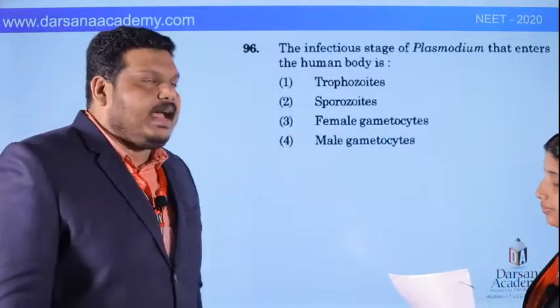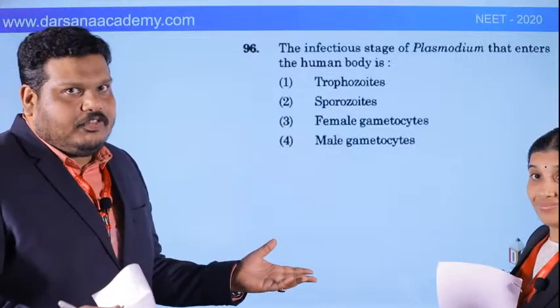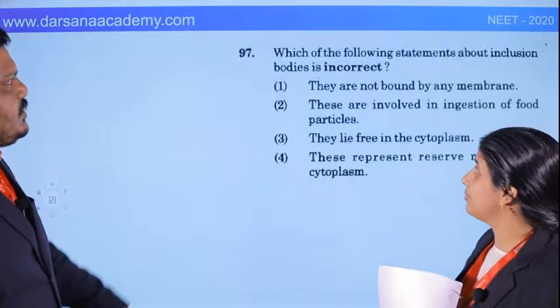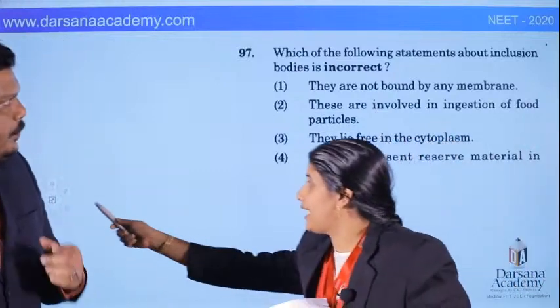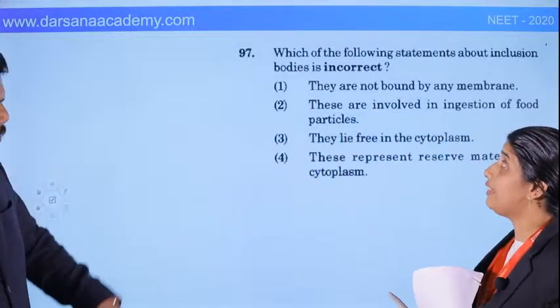The sporozoites are the answer. Okay, so it's no doubtful question, isn't it? Okay, move on to the next question, which is from the NEET chapter. Yes, we can see that the chapter is Cell: The Unit of Life.